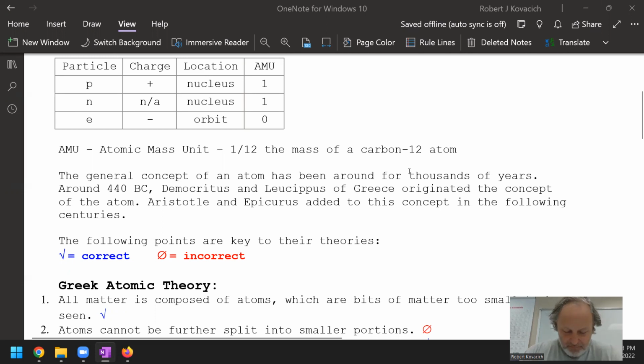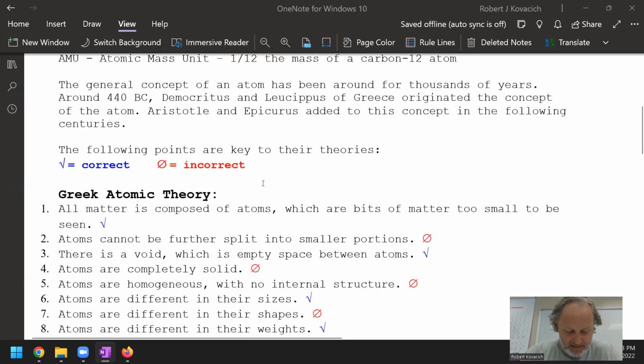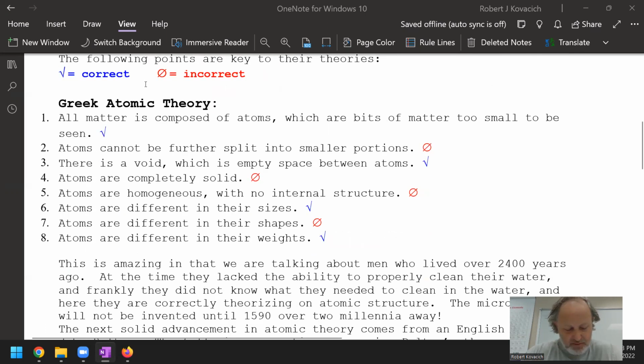So yeah, we've got these guys, they come up with these ideas. And so let's talk about some of the parts of their theory. Some of them are correct, some of them are incorrect. So all matter is composed of atoms, which are bits of matter too small to be seen. This is true. This is true to today. We have not been able to see an atom, and unless things really change with our understanding of quantum mechanics, we will never be able to see an atom, as the act of looking at an atom moves the atom. We can look at each other because we're not an atom, we're lots of atoms. Okay, so everything's atoms and they're too small to be seen.